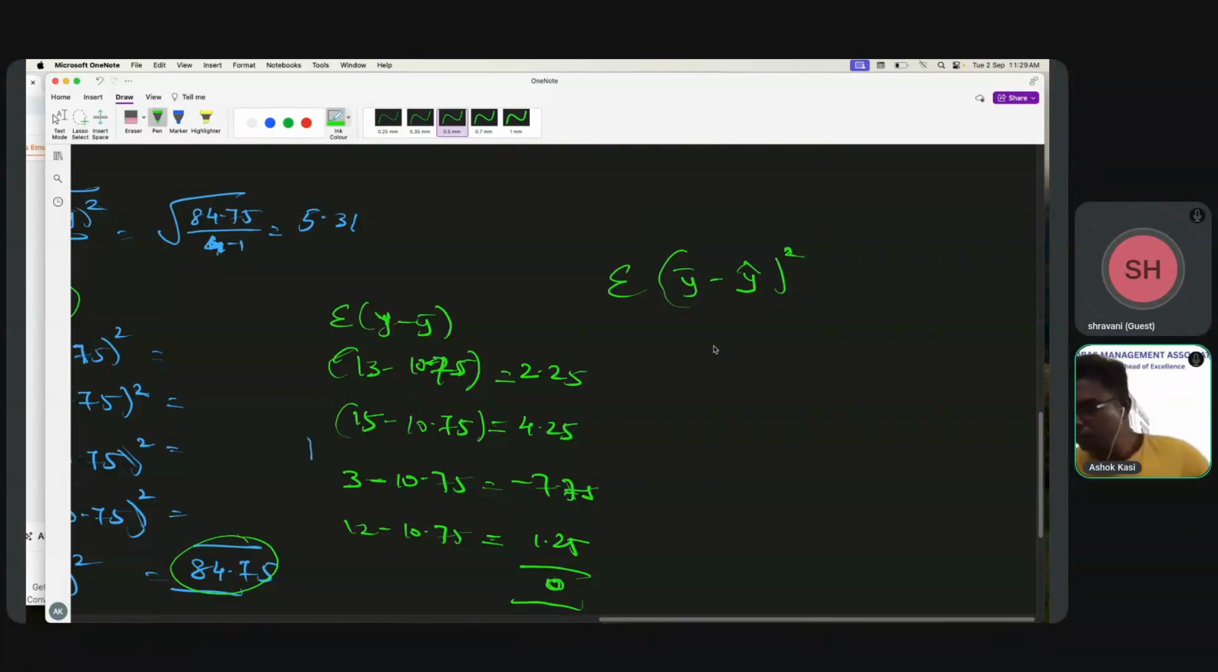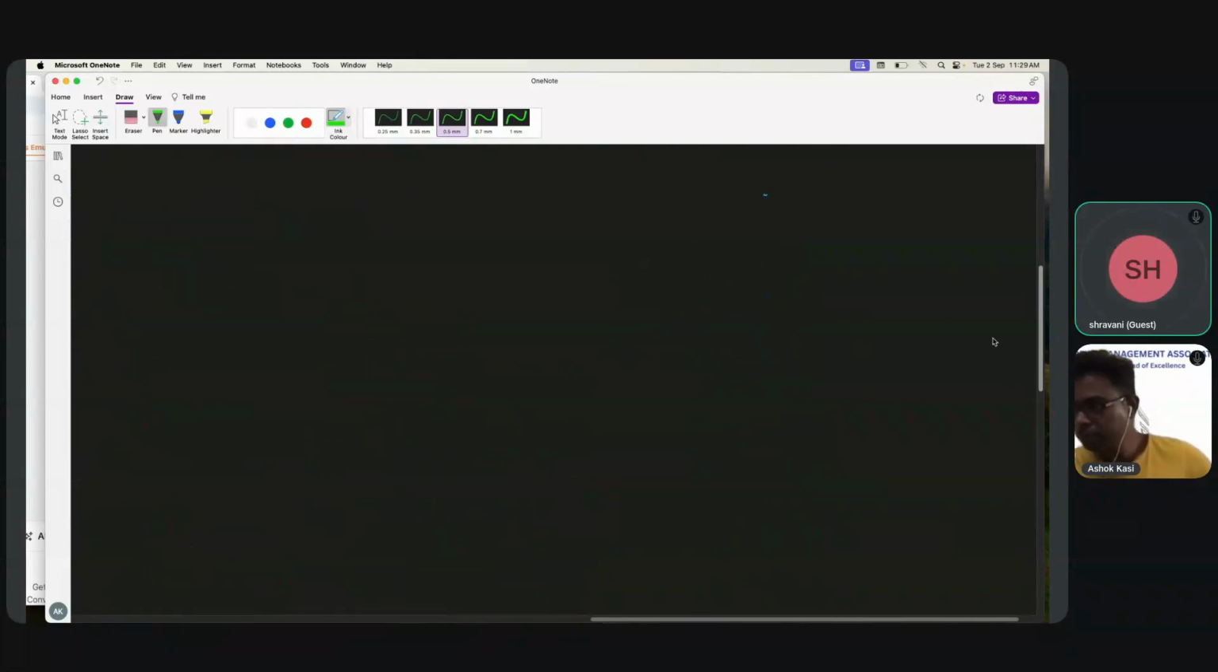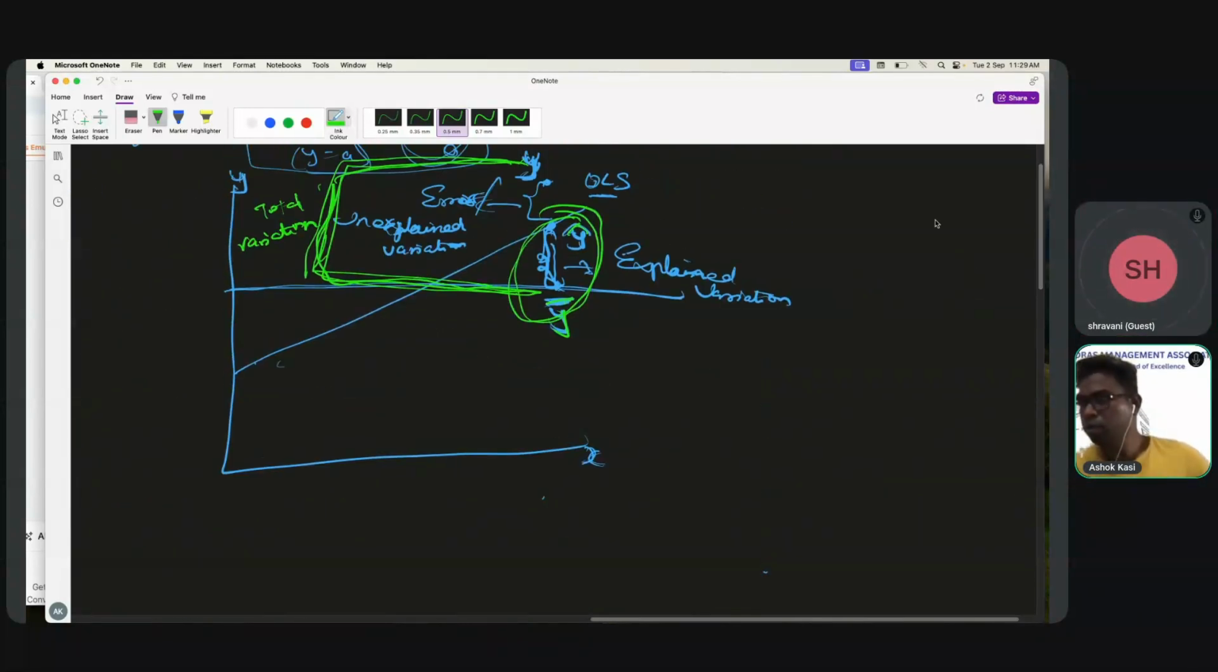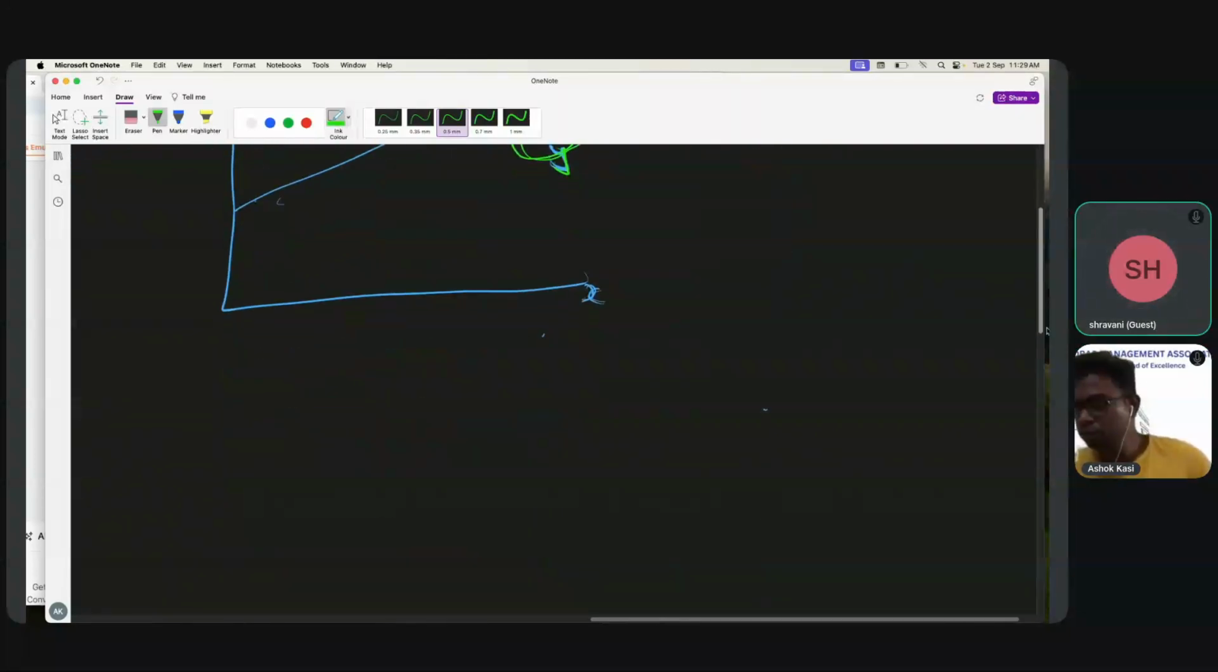So y bar is what? 10.75. And y hat, how do I know? So I need to calculate y hat.